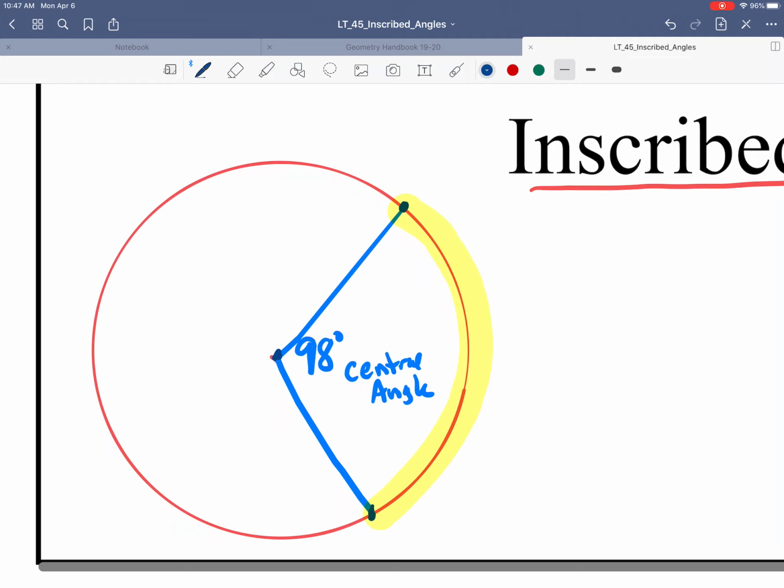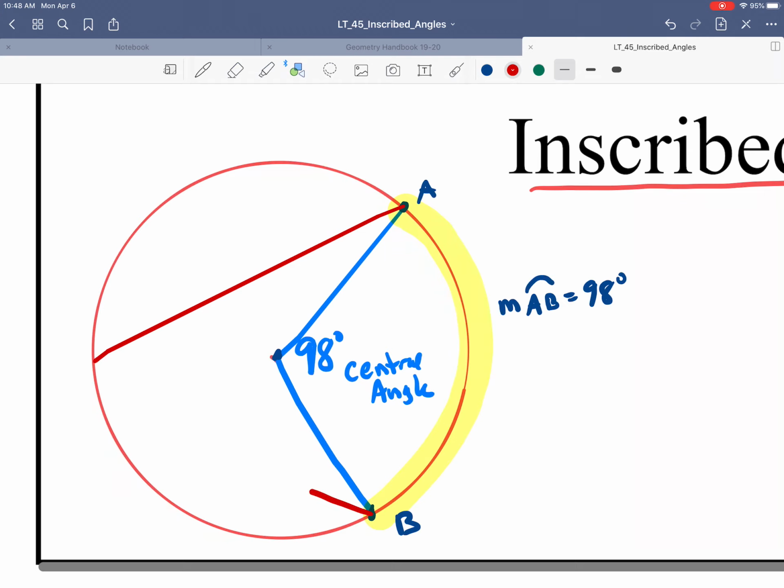So this arc, the measure of the arc, we'll call it AB, is also 98 degrees. Now, what I would like you to think about is, what if I took this and I pulled it back so that the center is now back here at C? What would be the measure of this angle here? So think about that.